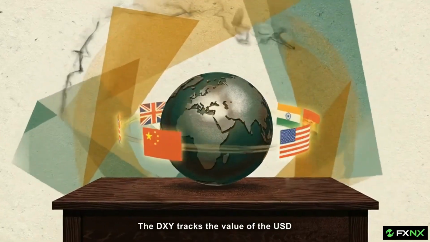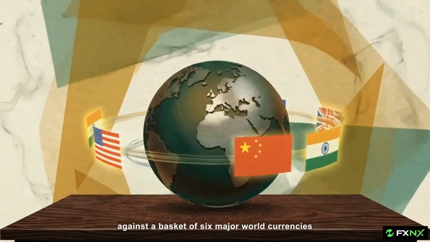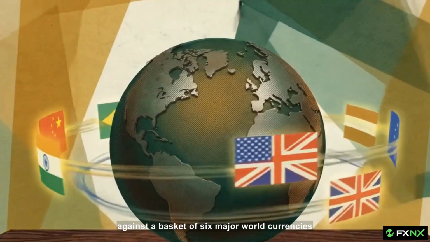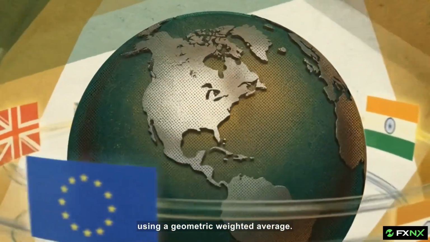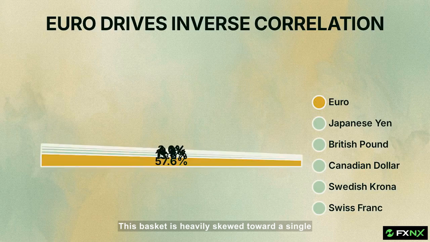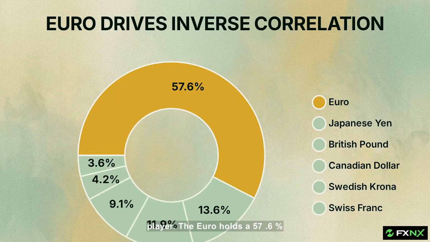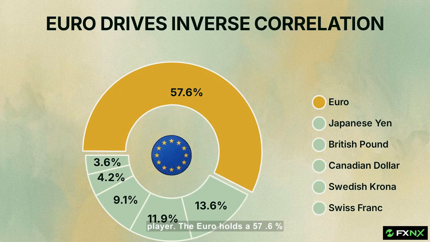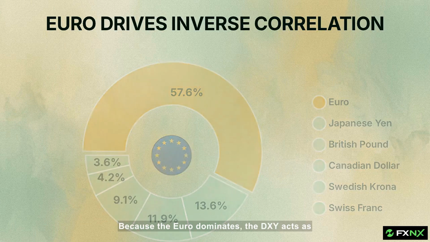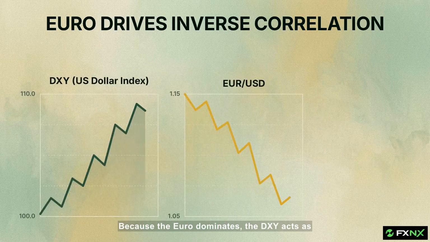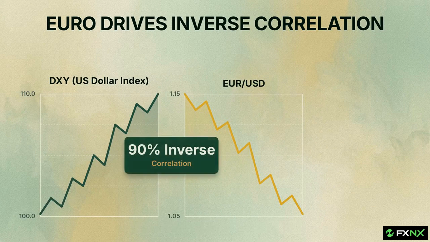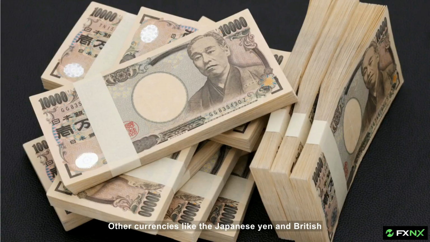The DXY tracks the value of the US dollar against a basket of 6 major world currencies using a geometric weighted average. This basket is heavily skewed toward a single player. The euro holds a 57.6% share, driving the index's movement. Because the euro dominates, the DXY acts as an inverse mirror to the EUR-USD pair, with a correlation of nearly 90%. Other currencies, like the Japanese yen and British pound, make up the rest.